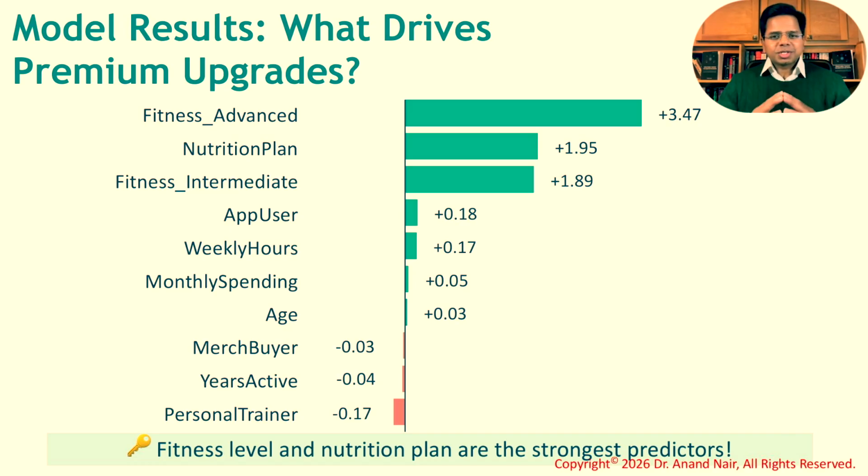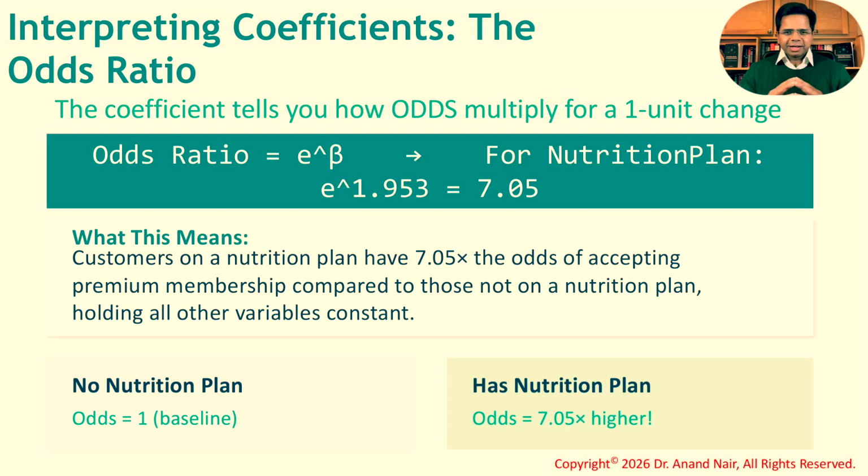Years active is also slightly negative. Long-time members might be set in their ways and not interested in changes. The lesson here: coefficients can reveal surprising business insights. Now let's interpret these coefficients.